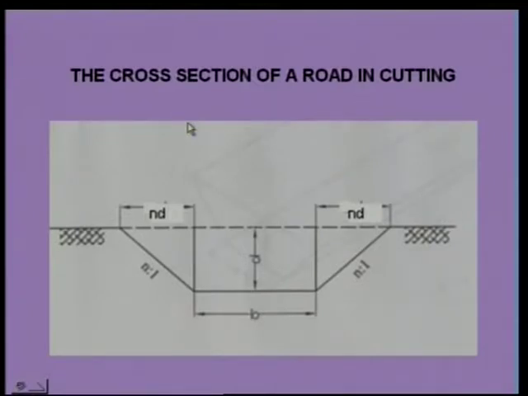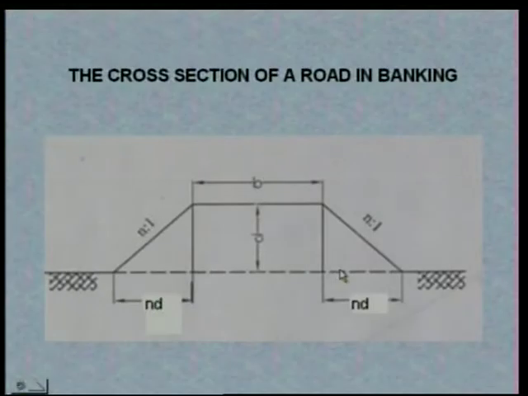Now, let us visualize the cross section of a road in banking. The cross section of a road in cutting or in banking is in the form of a trapezium. This is the ground level and this is the cross section of a road in banking, where B is the top width of the road in banking and D is the depth of the road level above the ground surface, and N:1 are the side slopes of the cross section of a road in banking.